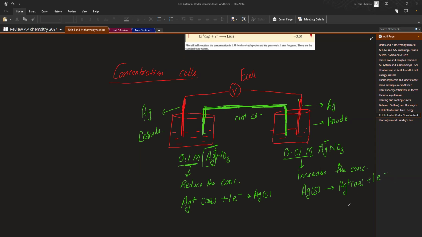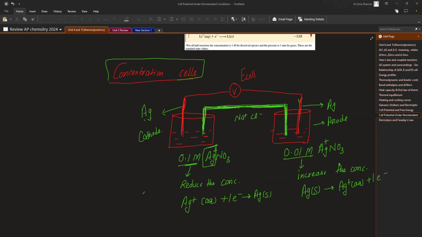Kiki, you are getting it? Kiki, you're there? Kiki. Oh, okay. So, fine. Kiki is saying she was not connected in between. Naisha, everything is okay? Anyone having any problem in understanding the concentration cells? Is there any problem in understanding this?